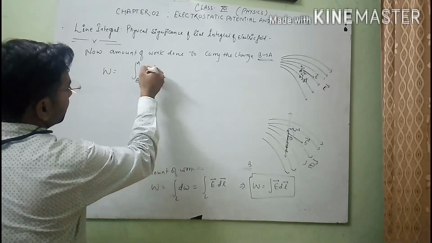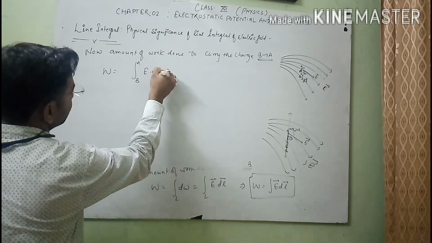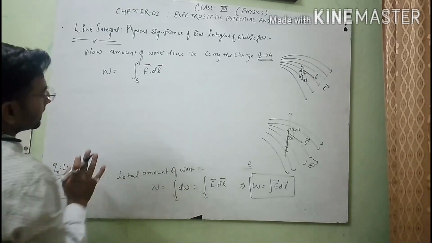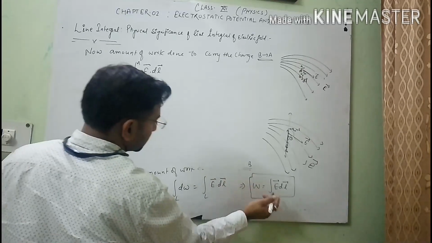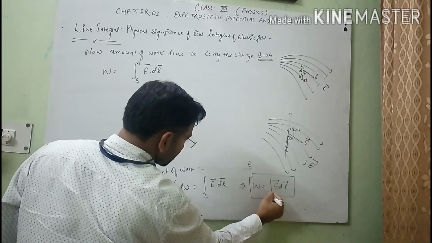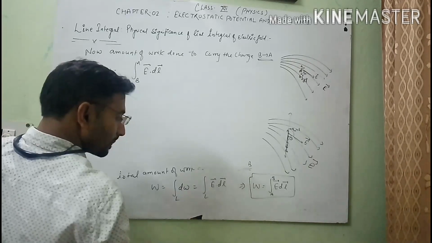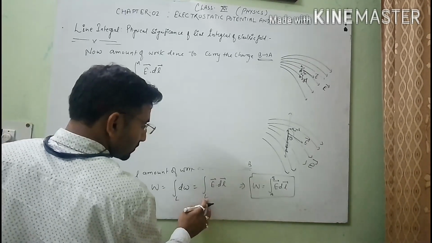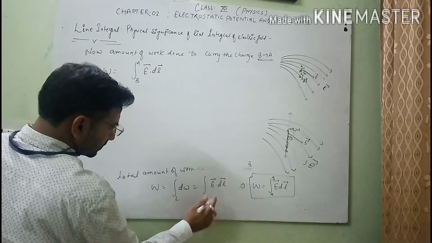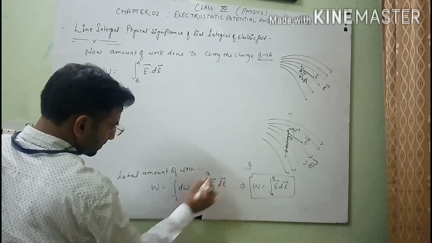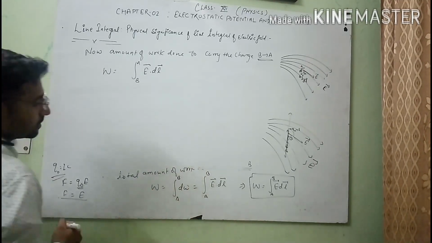So that's why, students, E dl is our work. You will see the work is negative when we carry the charge opposite to the direction of the work done by the electric field. In place of L, I have written A to B here. C and L are our general terms. Here also you can use A to B.